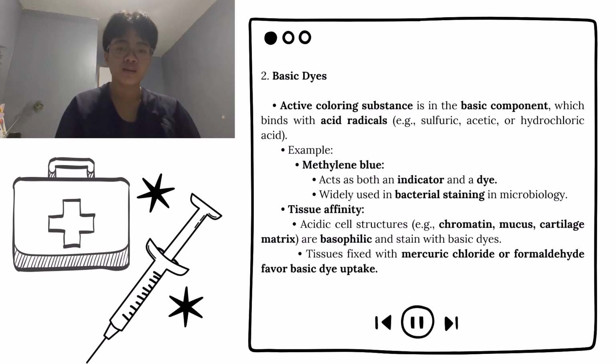Basic dyes. The active coloring part is in the basic component, which binds to acid radicals like sulfuric, acetic, or hydrochloric acid. Example: methylene blue acts as both a dye and an indicator. It is widely used for bacterial staining in microbiology. Tissue affinity: acidic cell structures such as chromatin, mucus, and cartilage matrix are basophilic and take up basic dyes. Tissues fixed with mercuric chloride or formaldehyde tend to absorb basic dyes better.